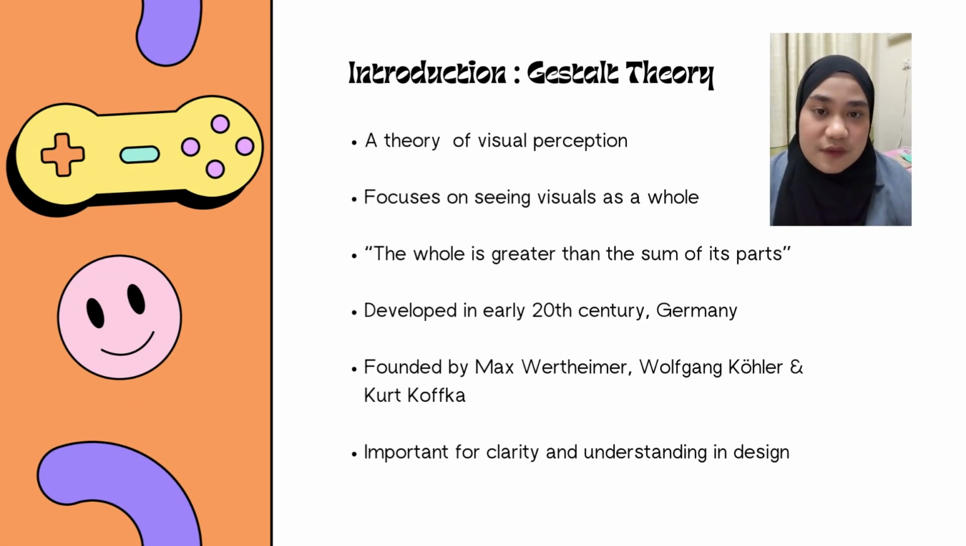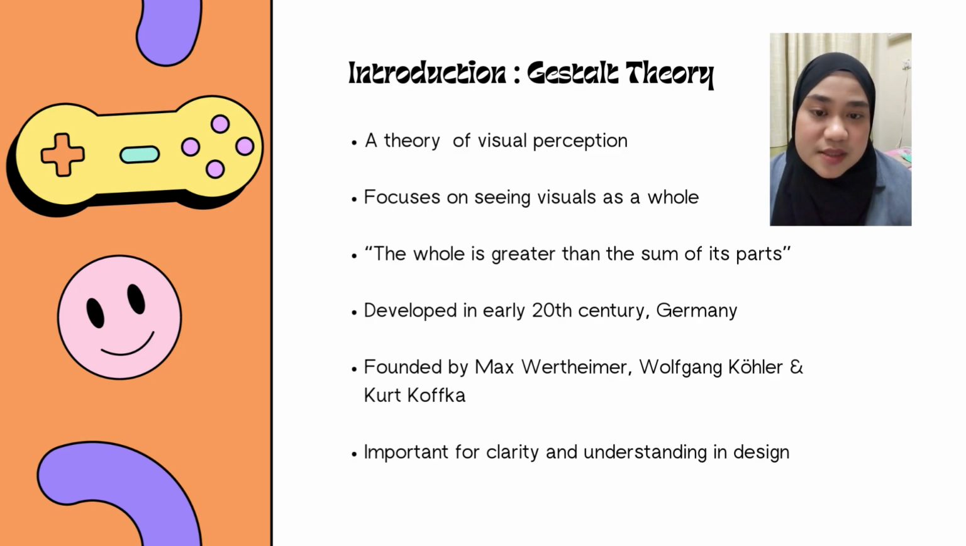Today I am going to talk about the introduction of the Gestalt theory. Gestalt theory is a visual perception theory that explains how humans naturally perceive visual elements as a complete whole rather than as separate and independent parts. This theory was developed in the early 20th century in Germany by a group of psychologists, including Max Wertheimer, Wolfgang Kohler, and Kurt Koffka. Originally, Gestalt theory was introduced to study how the human mind organizes and interprets visual information.